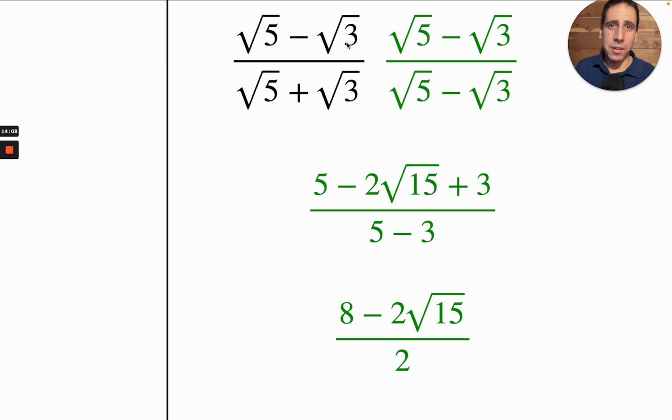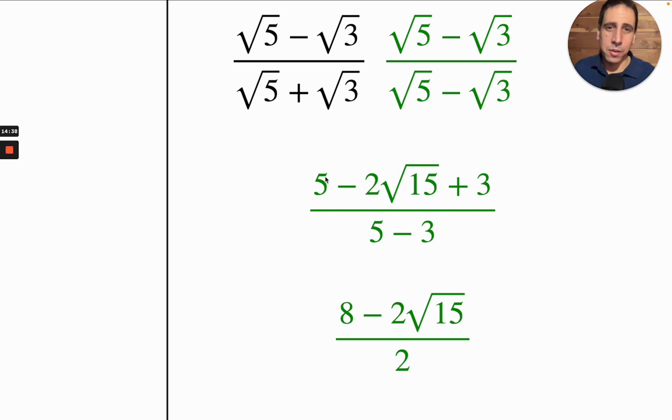But this is a minus b times a minus b. This just happens to be the same terms. It happens to follow a formula. We know that a minus b times a minus b is going to be a squared minus 2ab plus b squared. So a squared is 5, b squared is 3, from the square root of 3 squared. And then 2ab, if you multiply a times b, you get square root of 15. So that's what that is.